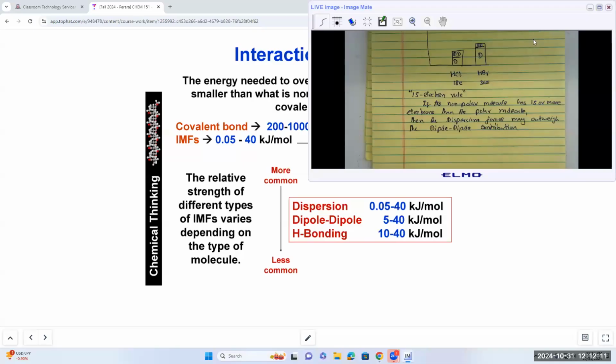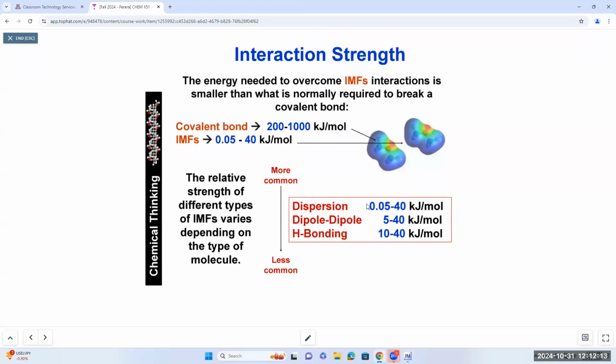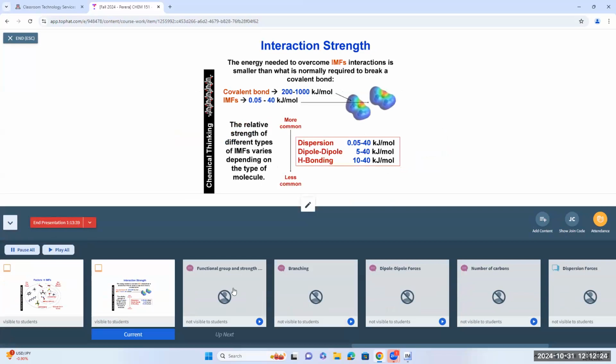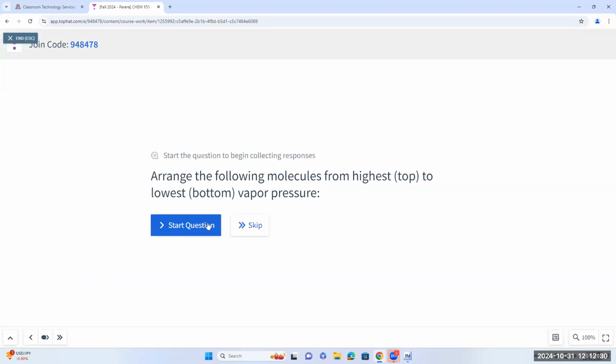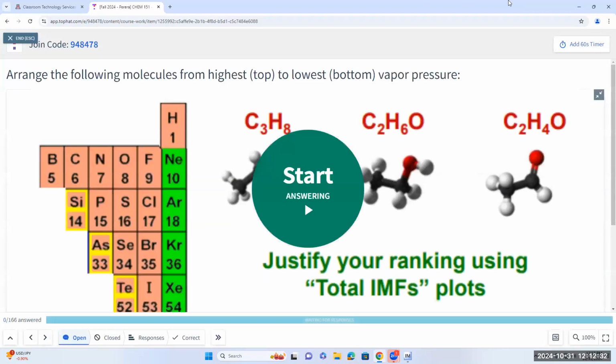So the point is, even the dispersion forces can be as strong as hydrogen bonding forces or dipole forces if you have enough electrons. So that's why we talked about that. All right, with that, for the road, I think we'll do one more question.